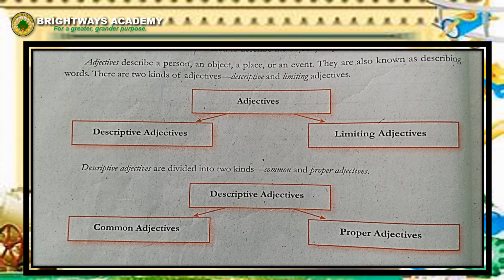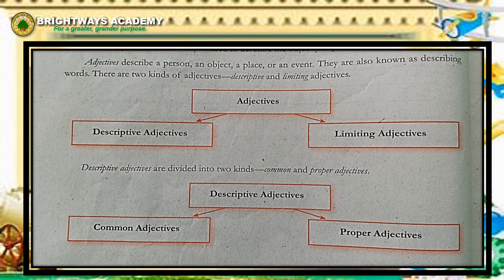Okay, what are adjectives? Adjectives describe a person, an object, a place, or an event. They are also known as describing words. So adjectives describe a person, an object, a place, or an event. There are two kinds of adjectives: the descriptive adjectives and limiting adjectives.